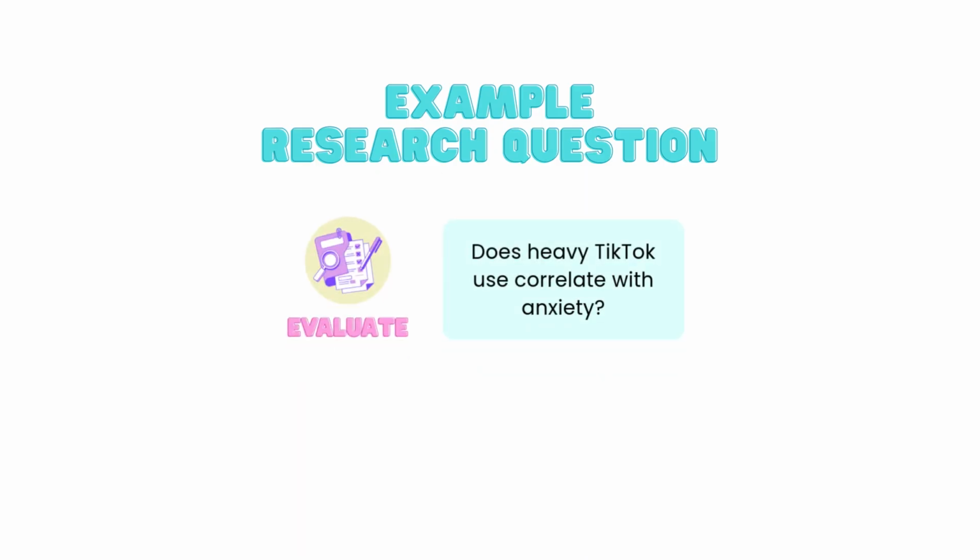Now, I know exactly what to consider when making my research question. Building on the example topic from earlier, I chose to go with the evaluate direction. My initial question idea for this is, does heavy TikTok use correlate with anxiety? That's a good starting point, but it's still too general. To strengthen it, I narrowed the focus and made it more specific while ensuring it is clear, researchable, open-ended and significant.